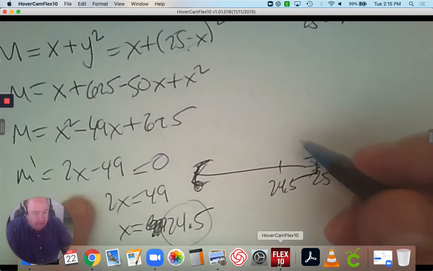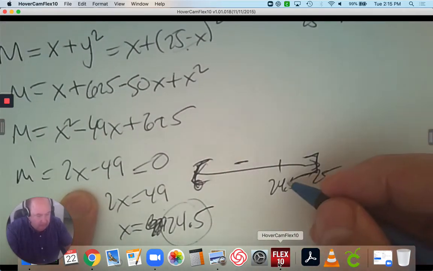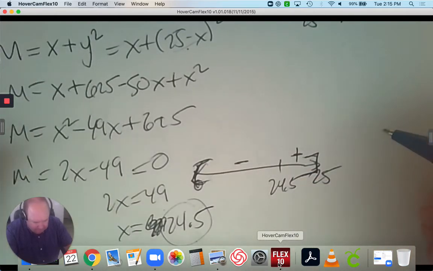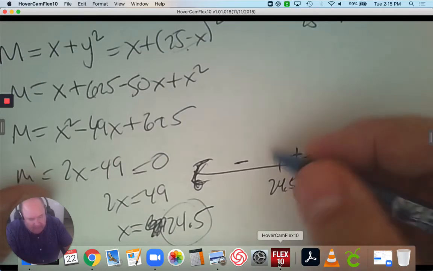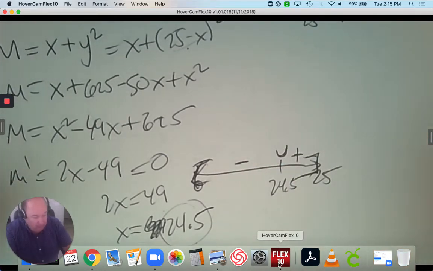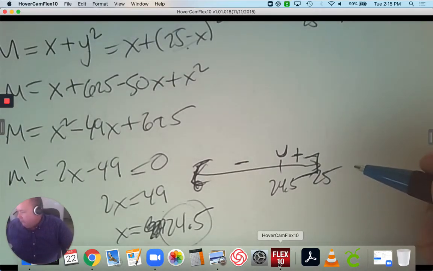Into the derivative, if I plug in a number like positive 1, it's negative. If I plugged in 24.75, it would give you a positive answer. This created a minimum. And that's what we're looking for, right? We're looking for a minimum. But we still need to do, and then what was the question asking?